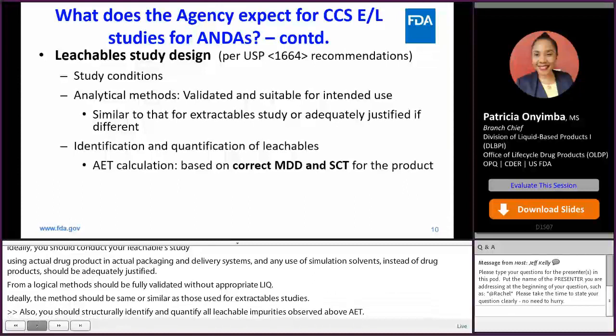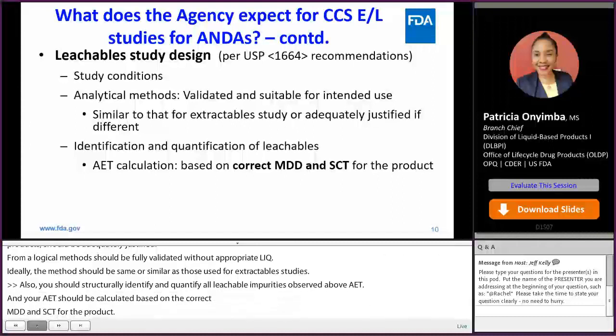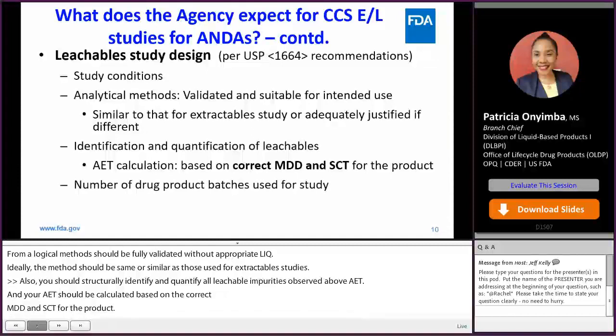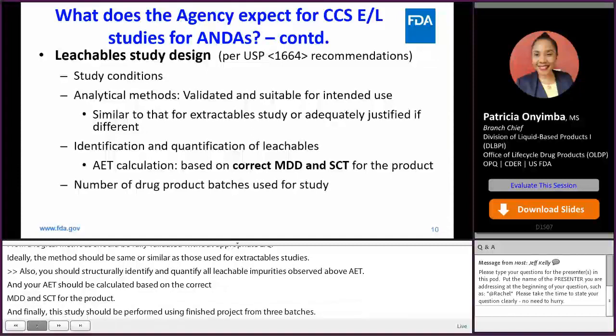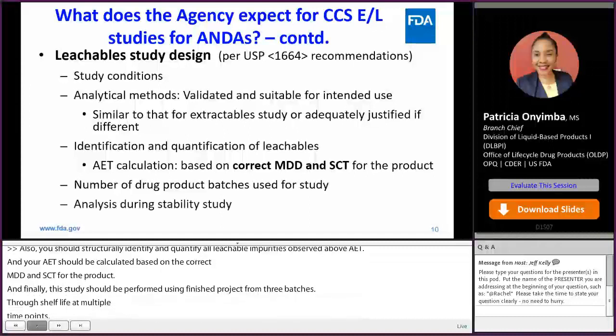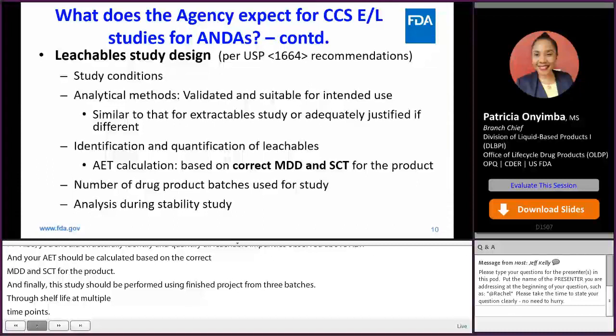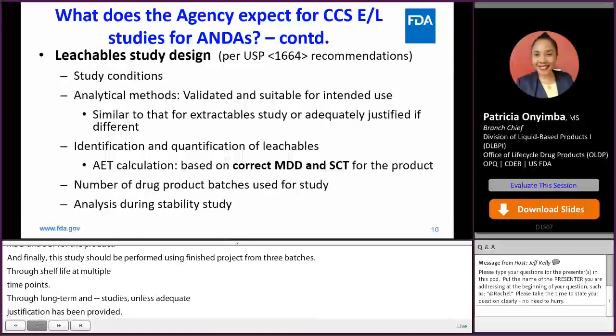Also, you should structurally identify and quantify all leachable impurities observed above the AET, and your AET should be calculated based on the correct MDD and SCT for the product. And finally, the study should be performed using finished product from 3 exhibit batches, monitored through shelf life at multiple time points during long-term and accelerated stability studies, unless adequate justification has been provided.